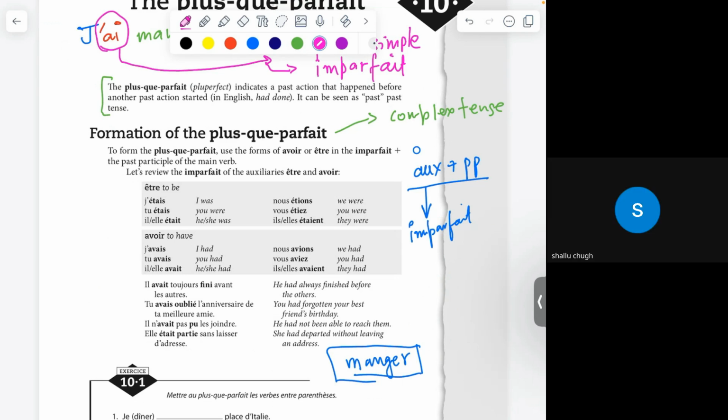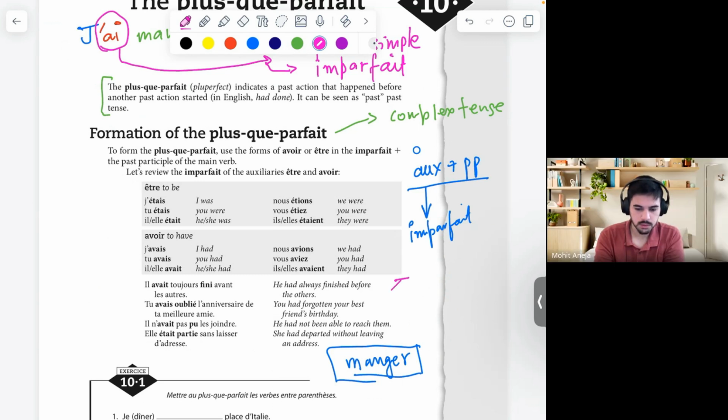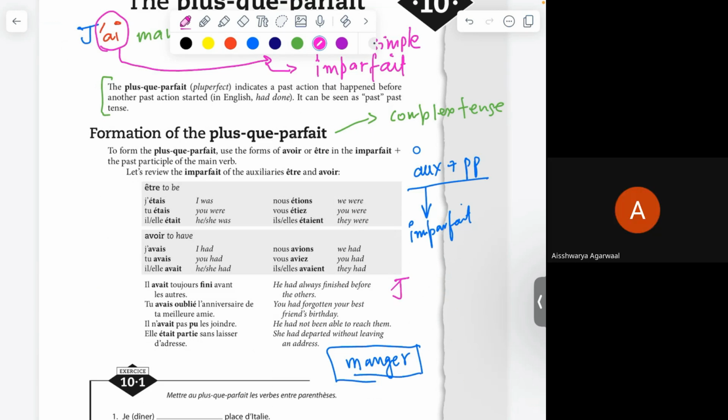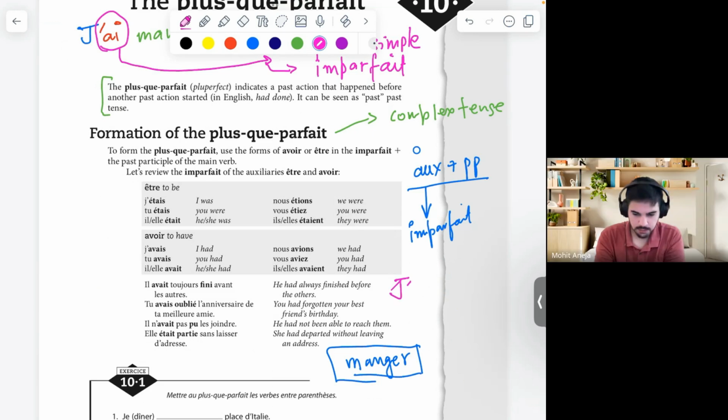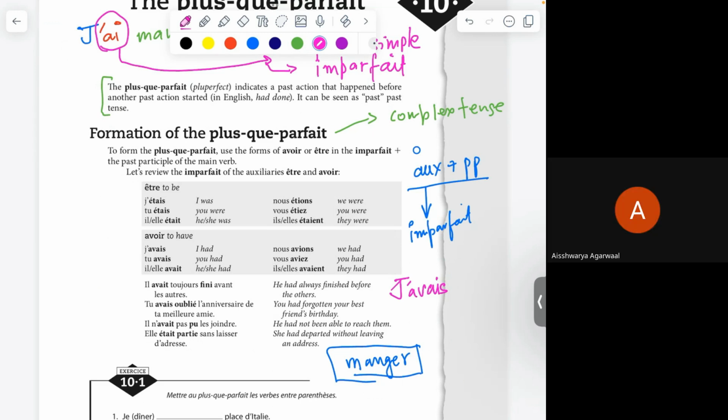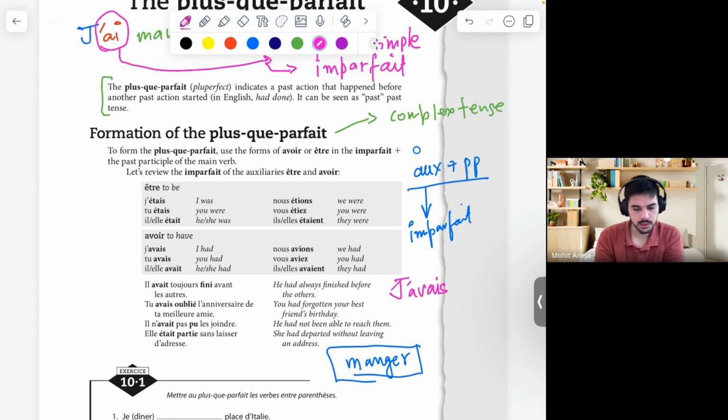It will be: Je avais, j'avais mangé. Mangé. Oui. Aishwarya, did you note the difference in the pronunciation? Yes, j'avais mangé. Why do we say that? Because it's a liaison. It's not a liaison, it's an apostrophe. Yeah, it's the same word essentially. J'avais mangé.